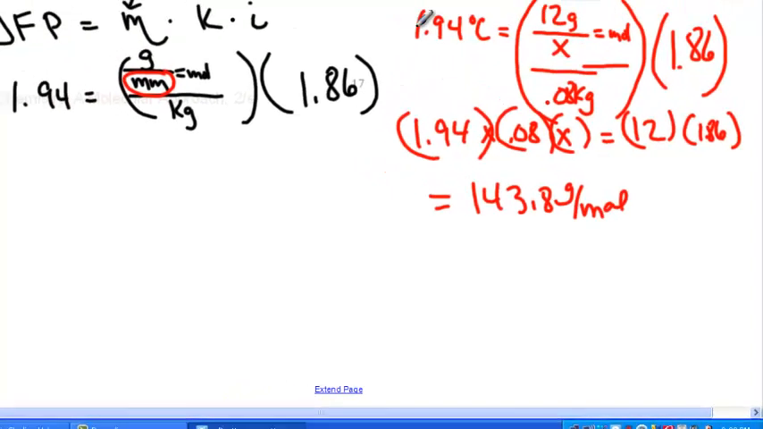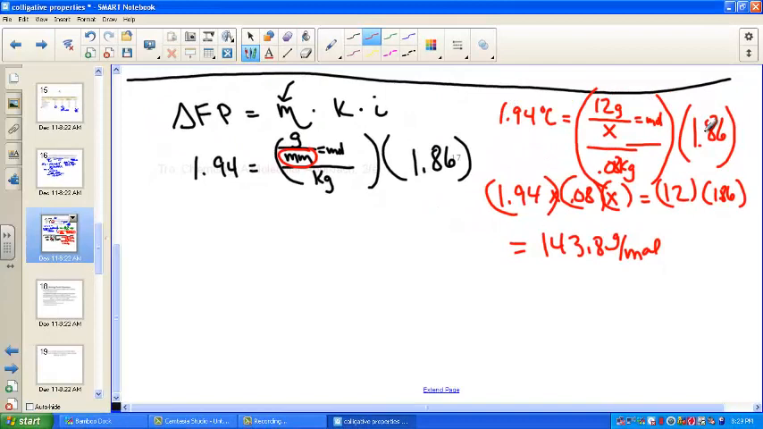.08 and X go to the left. 12 times 1.86 go to the right. So all in one step or 3 separate steps, it honestly doesn't matter. It gets you there in the same direction. Calculate the molar mass, knowing the freezing point change. The molar mass is hidden inside the molality unit.